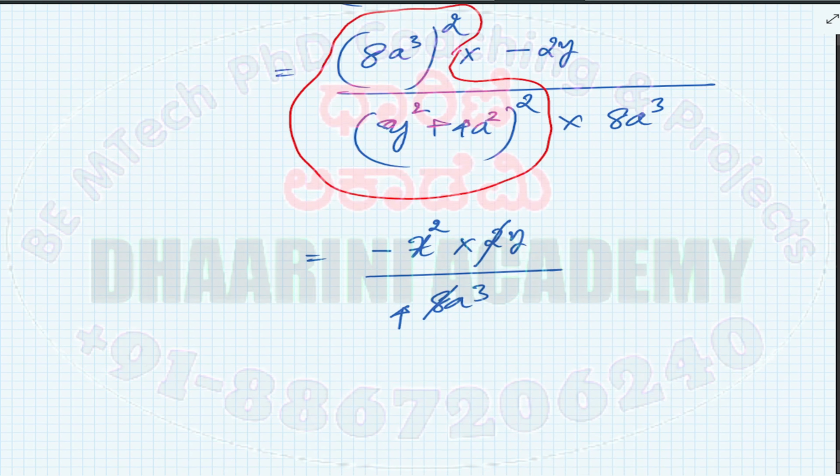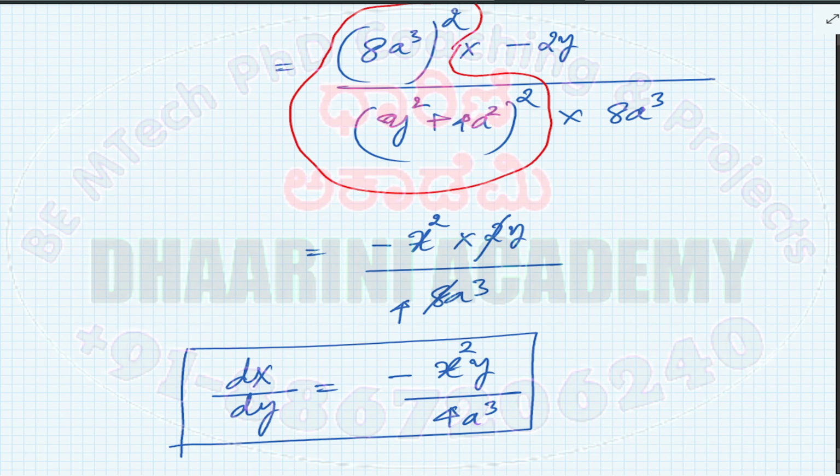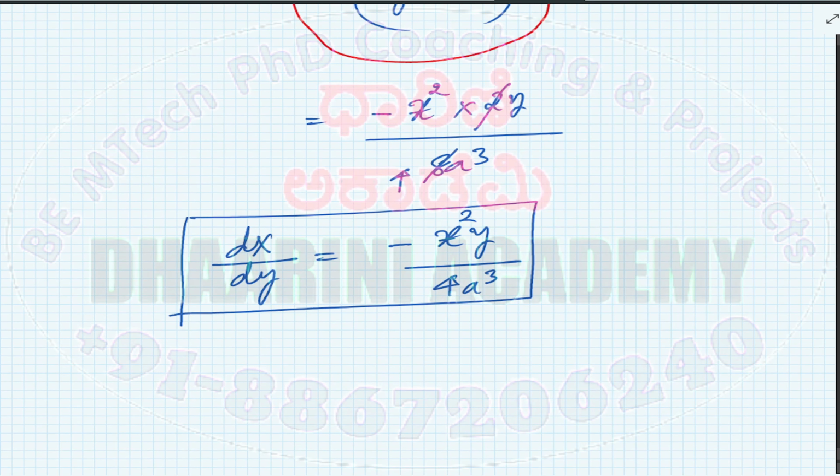So you can see that we were writing dx by dy. So the first differentiation, dx by dy, is equal to minus x square y divided by 4a cube. This is the dx by dy. Now, when I found dy by dx, I got the answer as 0. Sorry, I got the answer as infinity. I didn't get the answer. That's why I went for dx by dy.